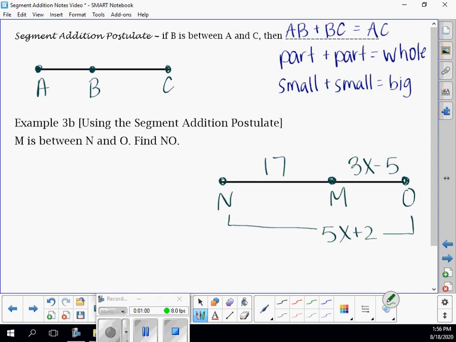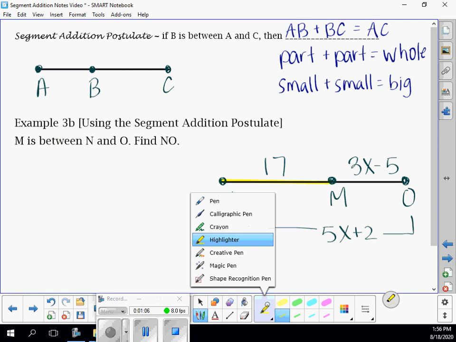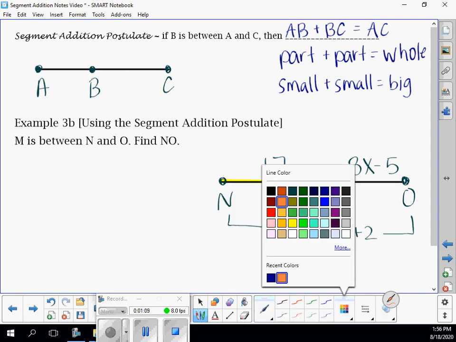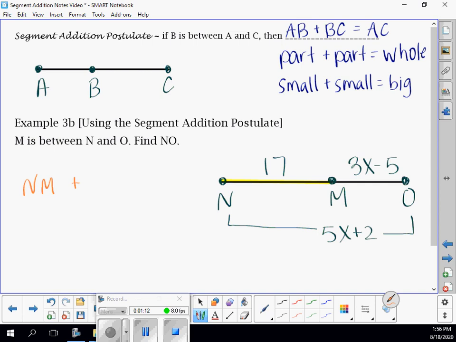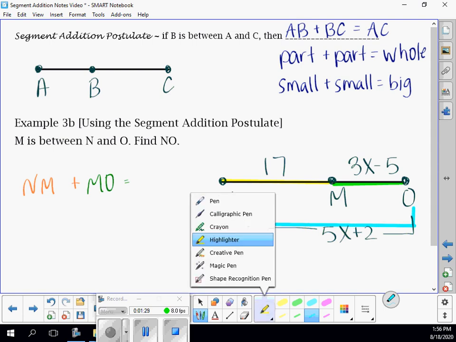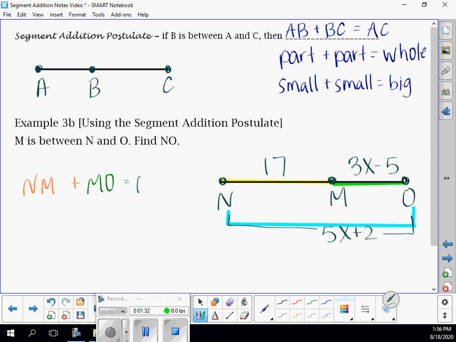So if we apply that to something, I'm going to take one of my parts, NM, add it to another one of my parts, MO, and that will give me everything, which is N to O. So what I did is I just took what is in NM, MO, and NO and plugged it in, so I didn't want to waste your time.